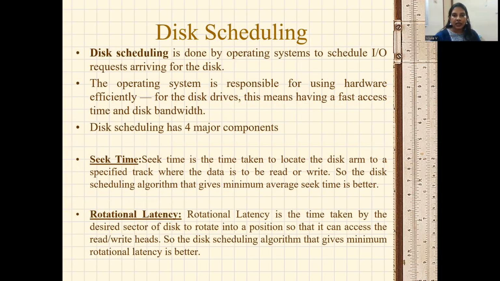Seek time is the time taken to locate the disk arm to a specified track where the data is to be read or written. So the disk scheduling algorithm that gives minimum average seek time is better. And rotational latency is the time taken by the desired sector of the disk to rotate into a position so that it can access the read or write heads. So the disk scheduling algorithm that gives minimum rotational latency is considered to be better.